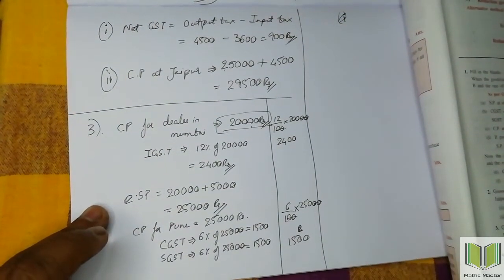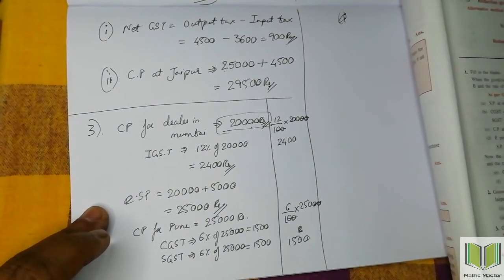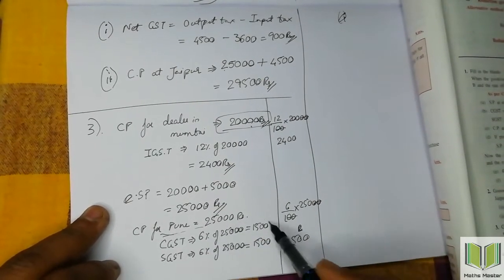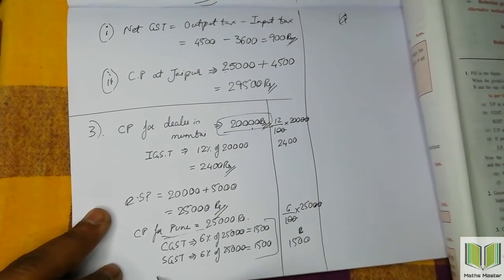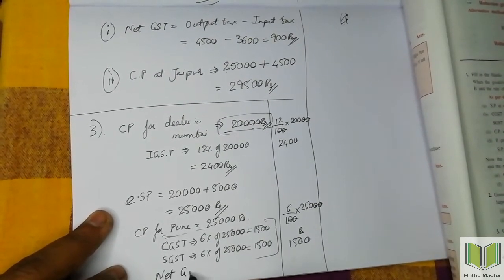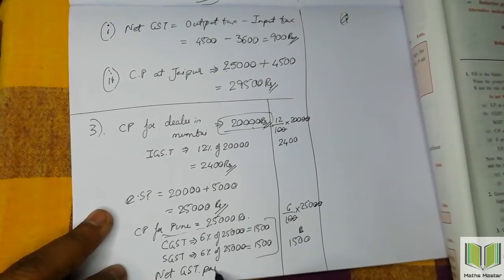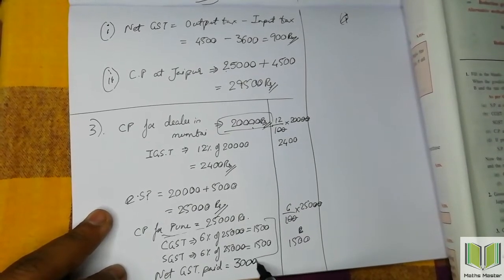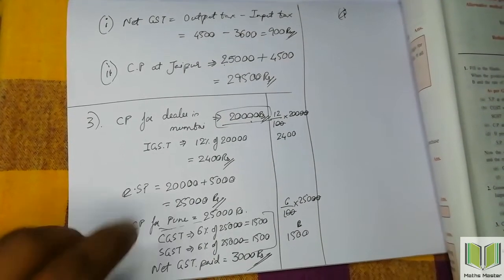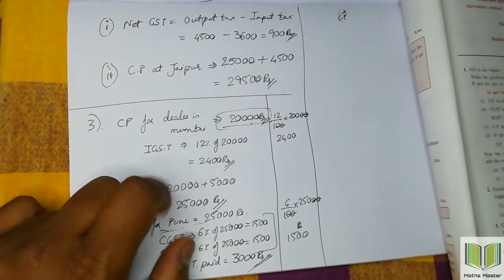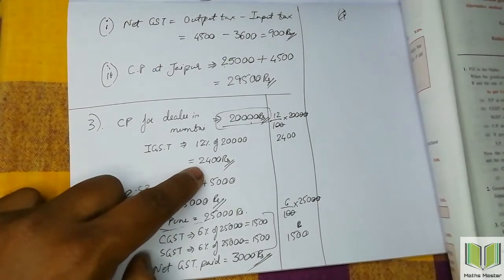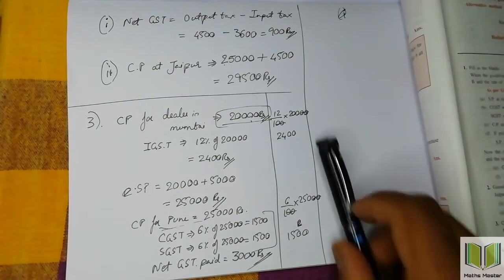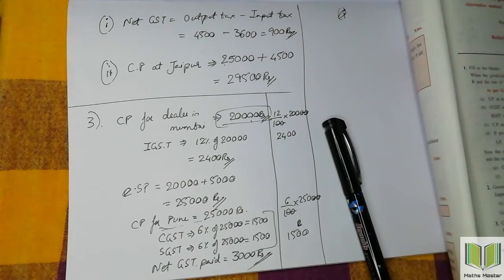So they are asking, if the dealer at Pune is the end user, what is the net GST paid by the Pune person? So the Pune person pays 1,500 plus 1,500, which is equal to 3,000. So net GST paid will be equal to 1,500 plus 1,500, which is equal to 3,000 rupees. So net GST paid by the Mumbai person will be equal to 2,400 rupees. By the person at Pune, it will be 3,000 rupees. Okay, that's the answer for the third question.